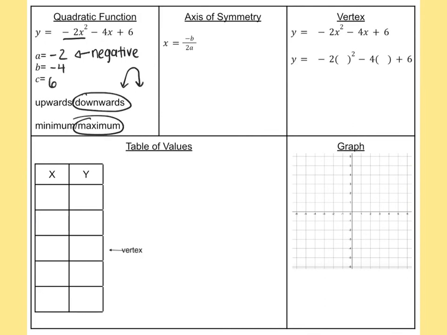Then we need to find the axis of symmetry. So we're going to use this formula. So x equals -b, our b in this case is -4, so -(-4), divided by 2 times a, the a is -2. So in this case, when we have a negative of -4, it's the same as positive. So I can change this to be +4, and then 2 times -2 would be -4. So in this case, the x value, the axis of symmetry, x equals -1.